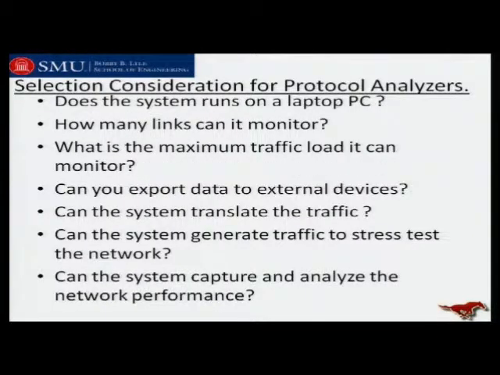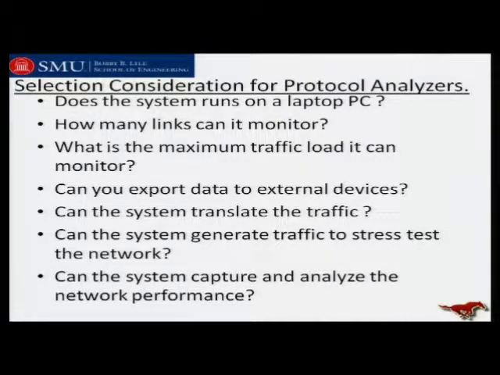Now, selection considerations for protocol analyzers. These are certain considerations that a network testing company must take into account while selecting a particular protocol analyzer. The first one is, does the system run on a laptop PC? How many links can it monitor? What is the maximum traffic load it can monitor? Can you export data to an external device? While exporting data to an external device, you must know the file format for that.